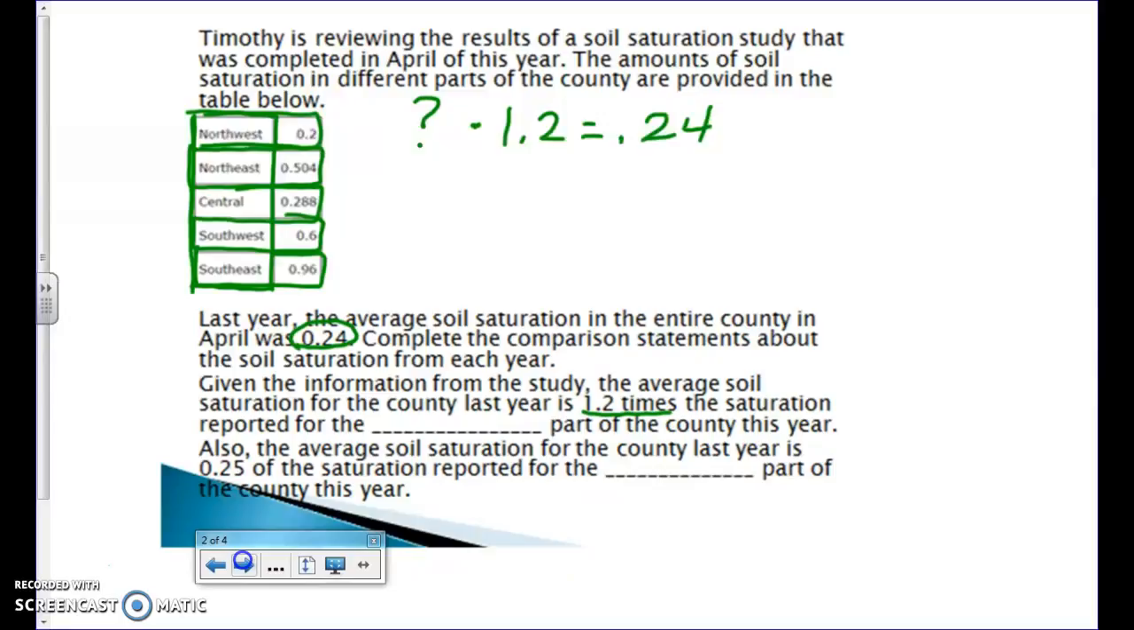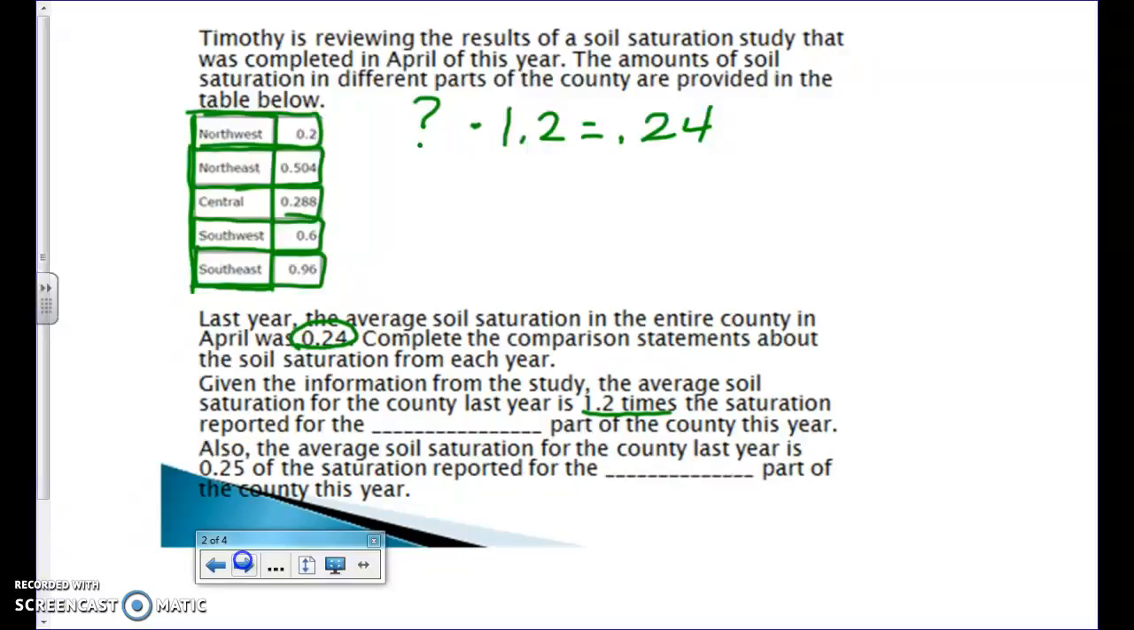So we can do this two ways. We can either start guessing and checking, say 0.2 times 1.2 and figure that out, 0.504 times 1.2, figure that out, and then once I find one that is equal to 0.24, I would have my answer. Or I could divide 0.24 by 1.2. Either way. So let's do the first way, the guess and check way. But I'm going to be smart about my guess and check. I know that when I multiply something by 1, it stays the same. Like 3 times 1 is 3, 5 times 1 is 5, and so on. But this is a little more than 1. It's 1.2. So it shouldn't go from 5 to 10. It should go from 5 to like 6. Something like that. It should just get a little bigger when I multiply it by 1.2.